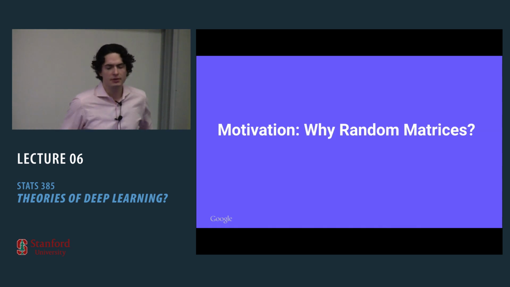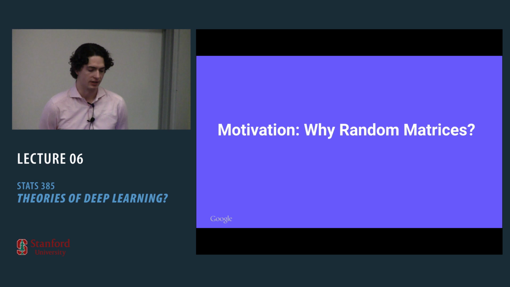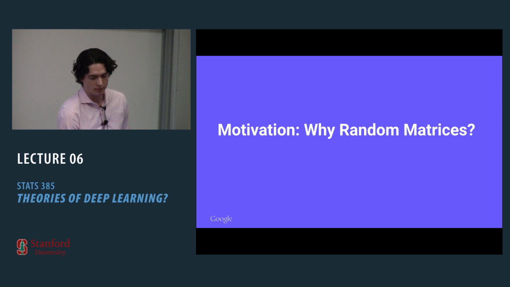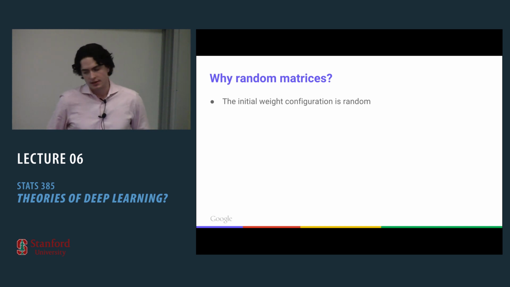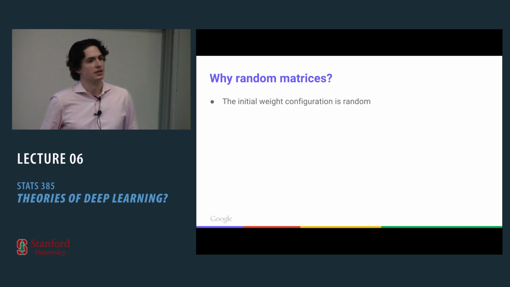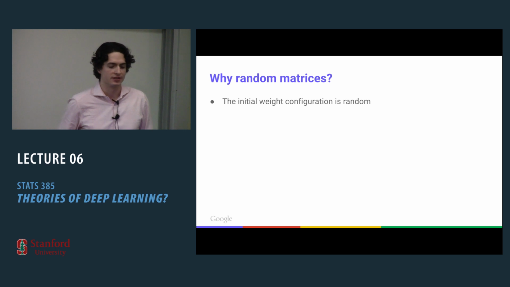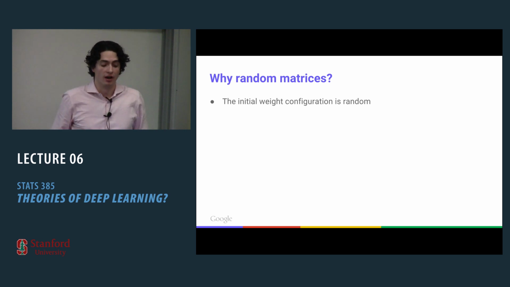So just to begin, why should we be thinking about random matrices in the context of deep learning? I think the first and probably best reason for this is, of course, that at least for every optimization procedure I know that's used in practice and every weight initialization scheme that seems to be successful, the initial weights of a deep neural network are taken to be random variables.